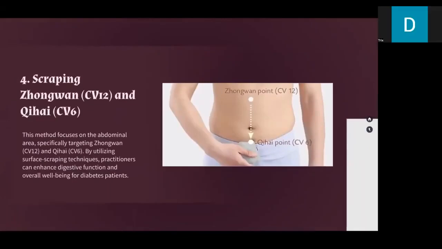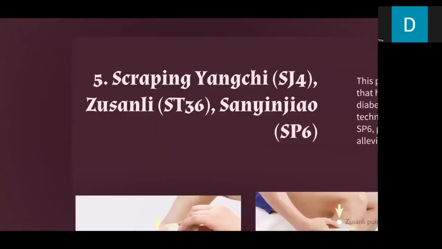Scraping Changwan and Qihai. This method focuses on the abdominal area, specifically targeting Zhongwan, CV12, and Qihai, CV6. By utilizing surface scraping techniques, practitioners can enhance digestive function and overall well-being for diabetes patients.